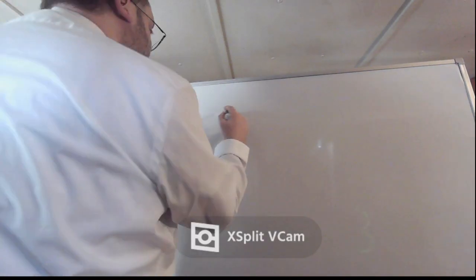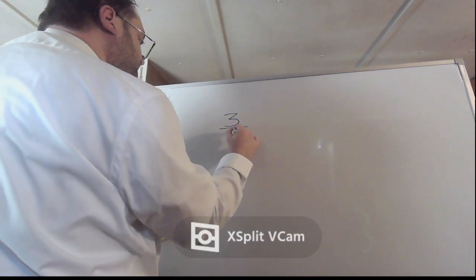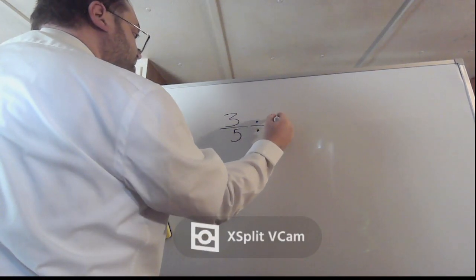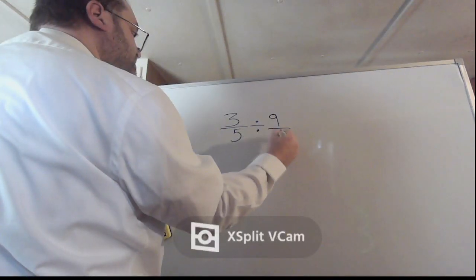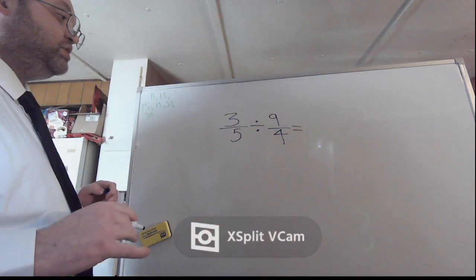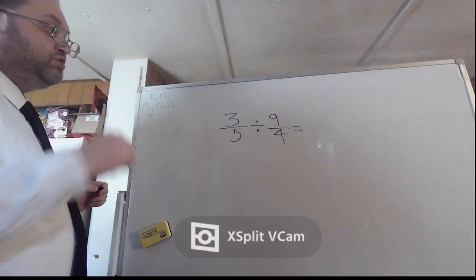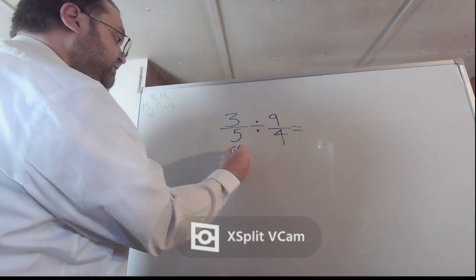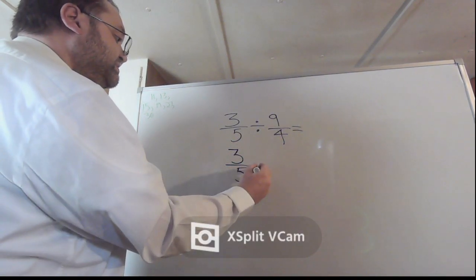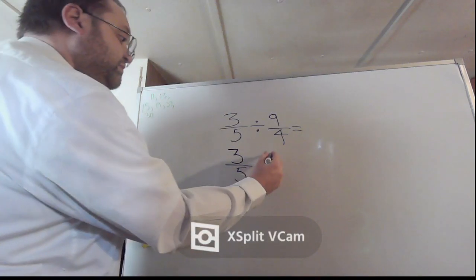Okay, what's the next problem? Alright, 3/5 divided by 9/4. So I have 3/5 divided by 9/4, and we could turn this into a multiplication problem by inverting the 9/4. We invert and multiply. That'll turn into 3/5 times 4/9.